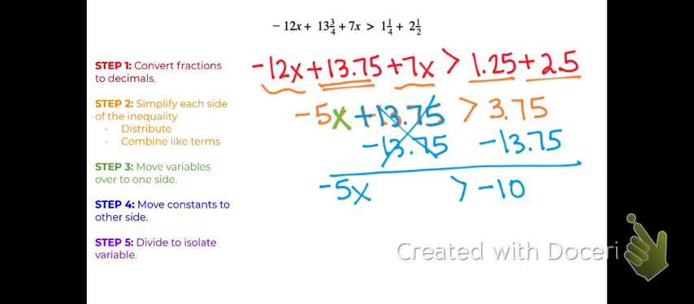Last step, undo the multiplying by negative 5 by dividing by negative 5. And when I do that, I'm left with the x. And on the right side, I'm left with a 2. Do I flip the sign? Yes, you flip the sign when you multiply or divide by a negative number. So all of the x's that are less than 2 would work in this inequality.